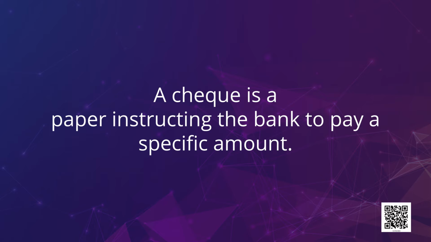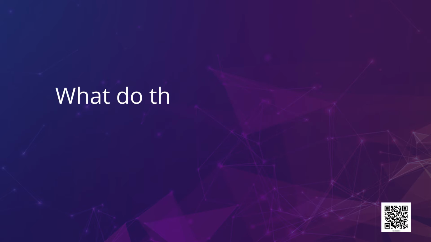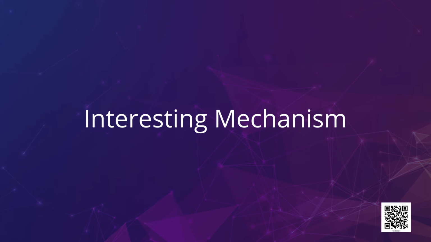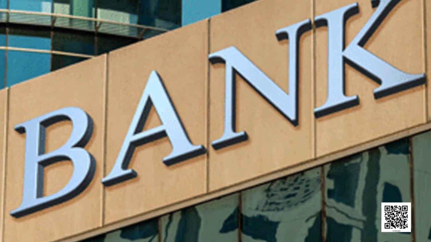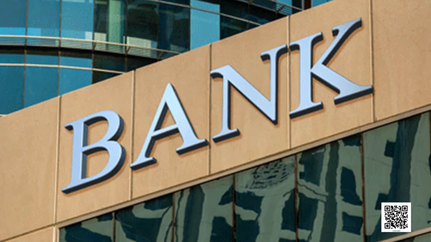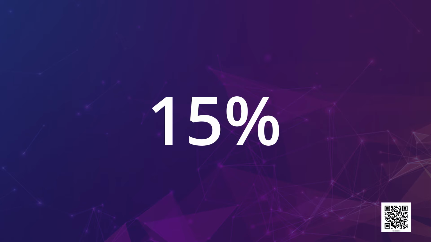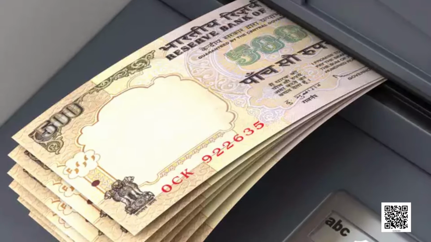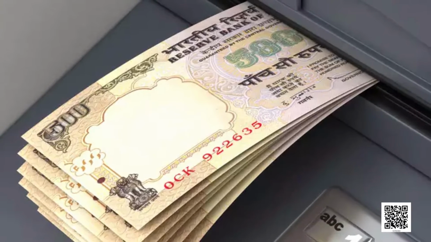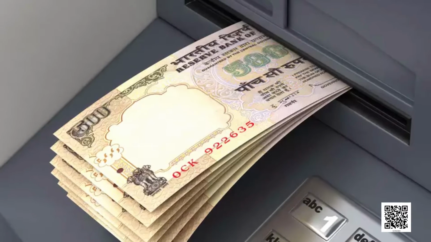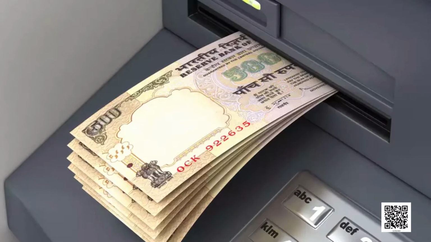So, let us take the story of banks further. What do the banks do with the deposits which they accept from the public? There's an interesting mechanism at work here. Banks keep only a small proportion of their deposits as cash with themselves. For example, banks in India these days hold about 15% of their deposits as cash. This is kept as provision to pay the depositors who might come to withdraw money from the bank on any given day. Since on any particular day only some of its many depositors come to withdraw cash, the bank is able to manage with this cash.